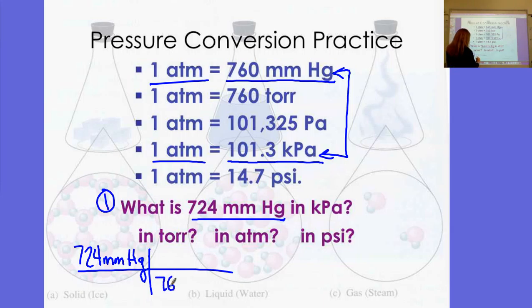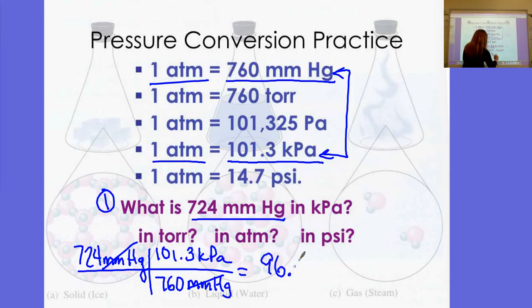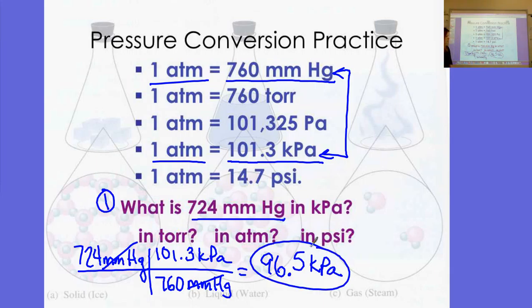So 760 millimeters of mercury has to go on the bottom, right? My units have to cancel, is equal to 101.3 kilopascals. If you punch that out on your calculator, you should get 96.5 kPa.